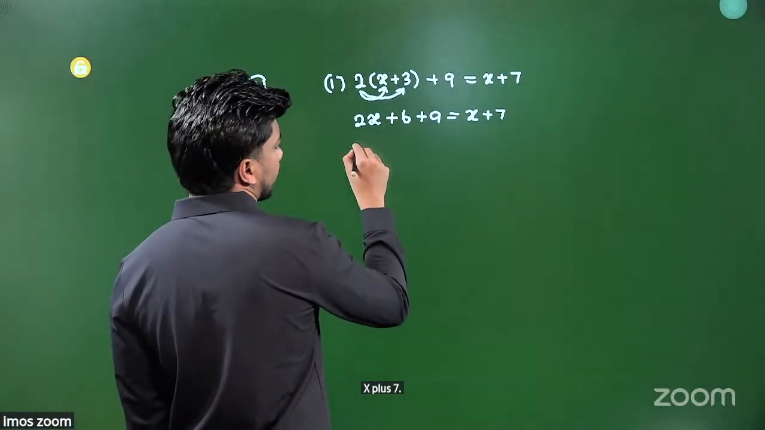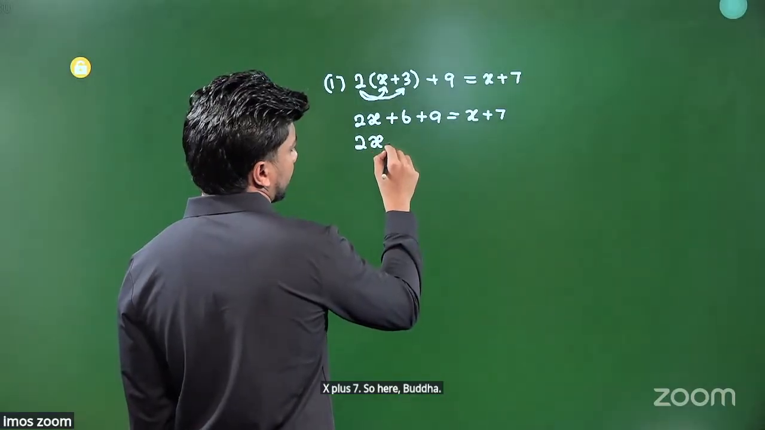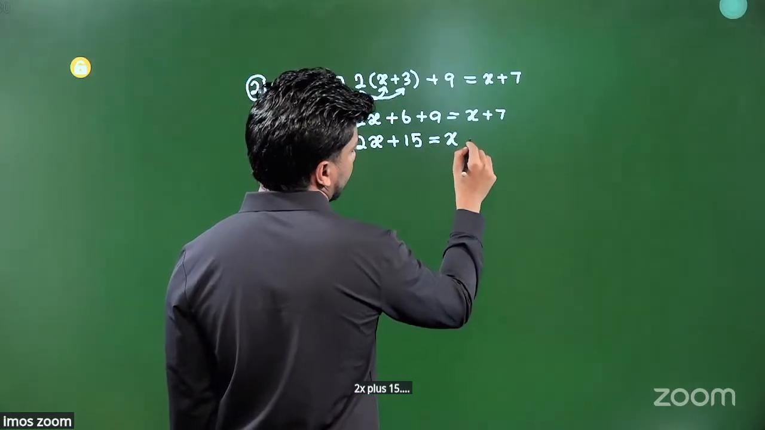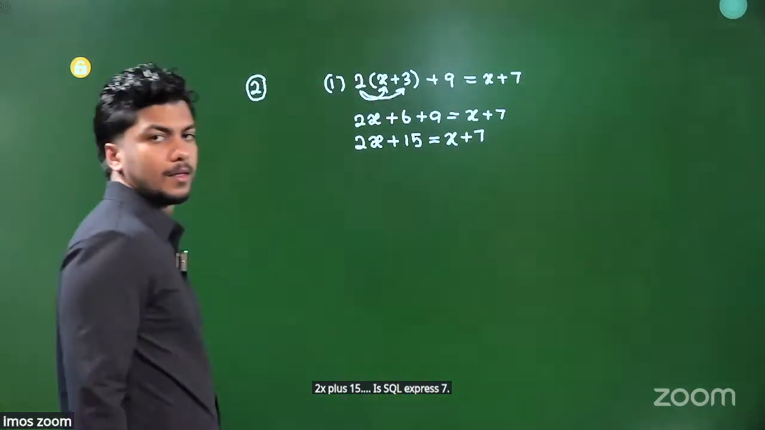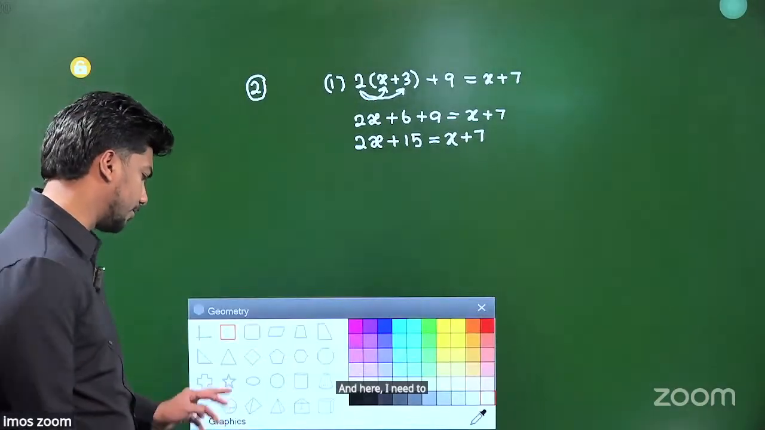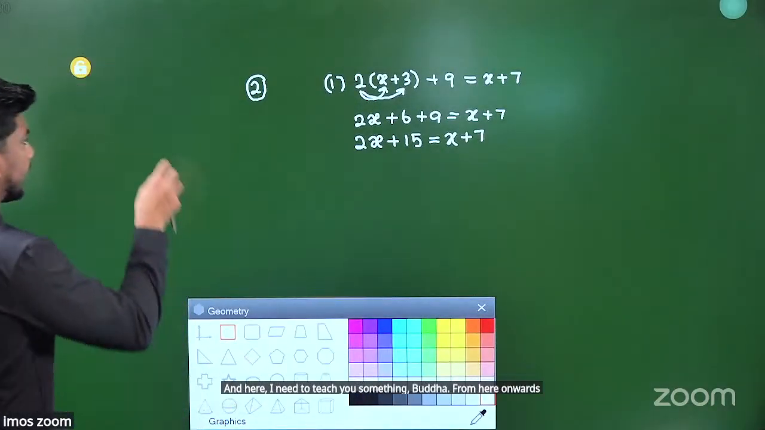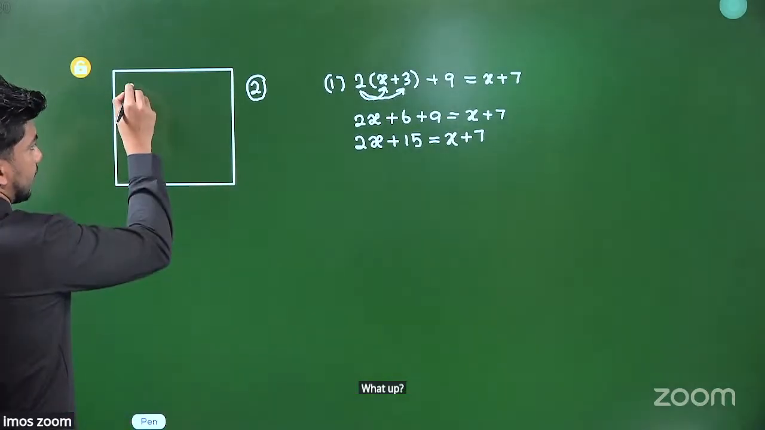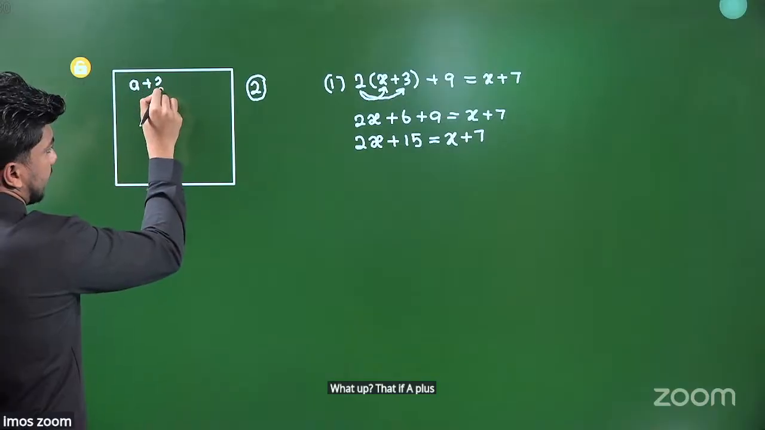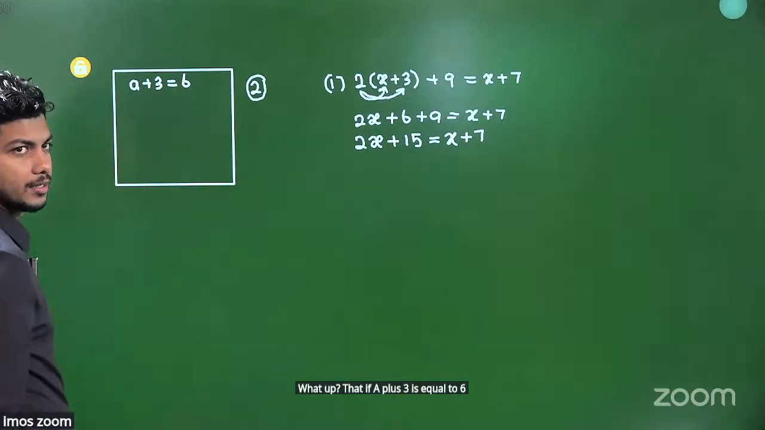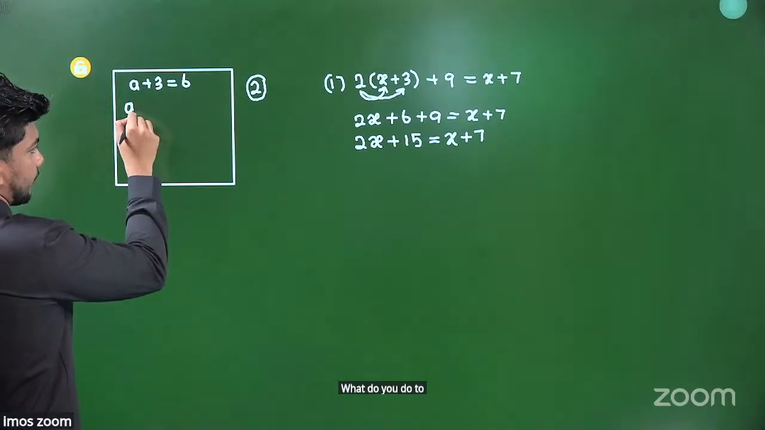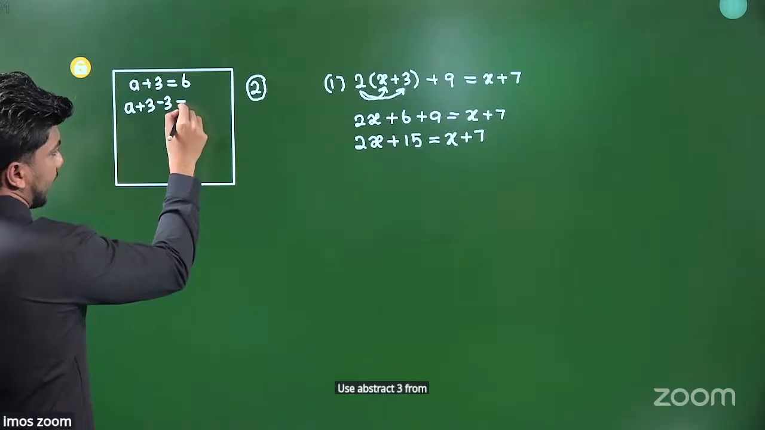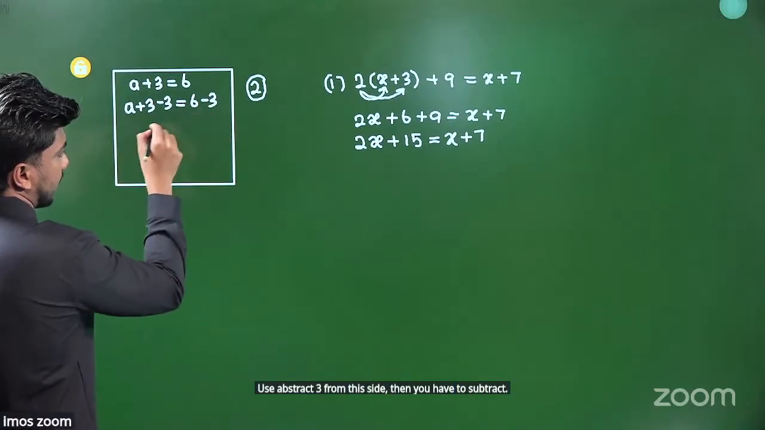So here, Buddha, 2x plus 15 is equal to x plus 7. And here I need to teach you something from here onwards. Now you are grade 11 students, no? If x plus 3 is equal to 6 or something, what do you do to make x the subject? You subtract 3 from this side, then you have to subtract 3 from the other side.